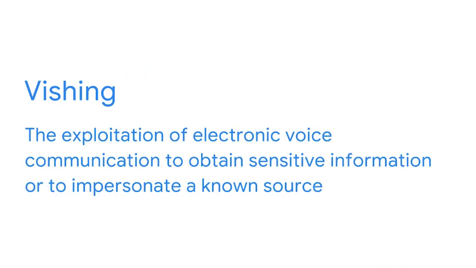One example of a social engineering attack that can exploit biometrics is phishing. Phishing is the exploitation of electronic voice communication to obtain sensitive information or to impersonate a known source. For example, phishing could be used to impersonate a person's voice to steal their identity and then commit a crime.